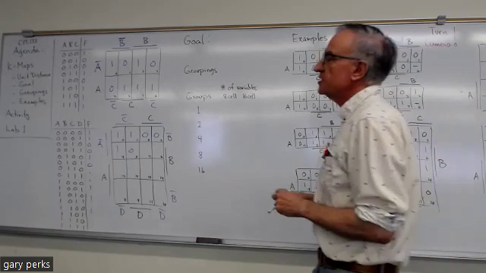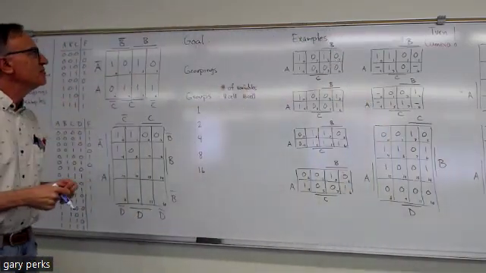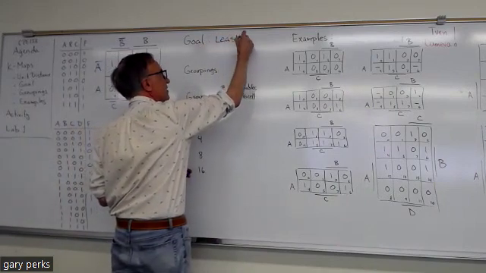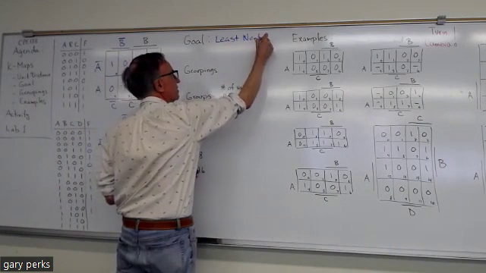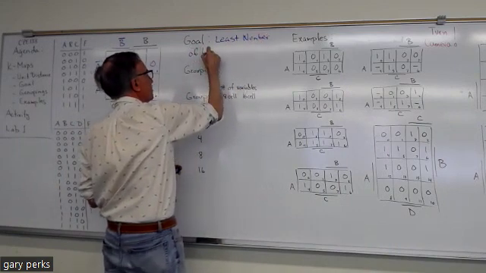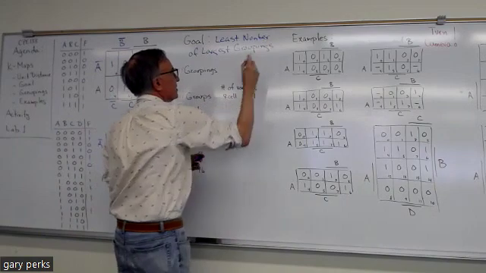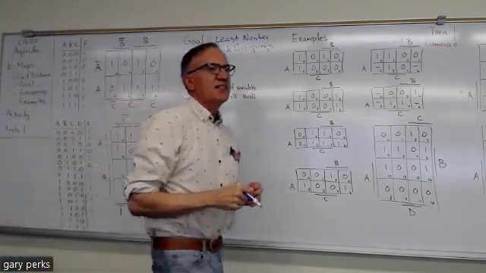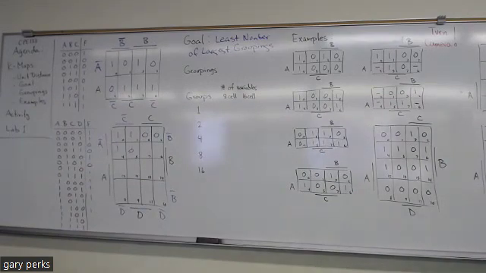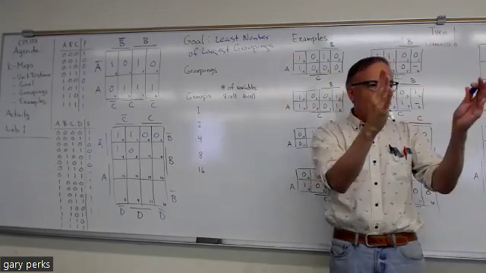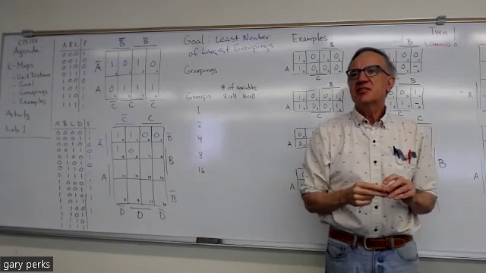Okay, so now let's talk about the goal of Karnaugh mapping. Well, the goal is to get the least number of largest groupings. What you're going to see is that the number of groupings gives us the number of terms in our reduced Boolean expression. And the larger the grouping is, the fewer variables a term has. So if you get the least number of largest groupings, you end up with the smallest Boolean equation.